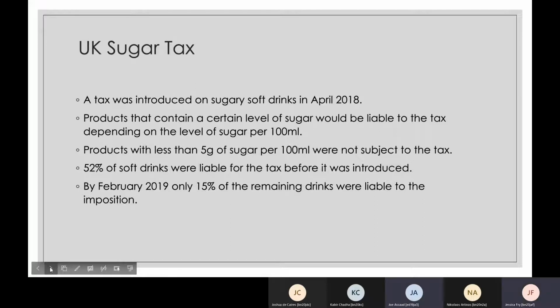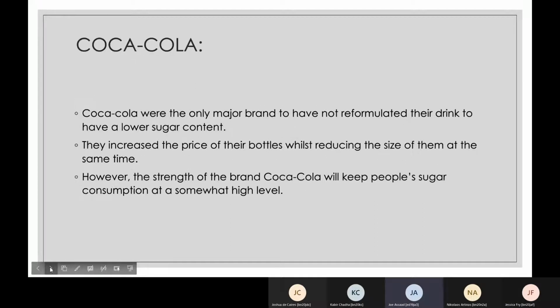Coca-Cola were the only major brand to have not reformulated their drink to have a lower sugar content. Rather, they have increased the price of their drink by around 20 pence and reduced the size of their bottles, which you could argue would reduce the sales due to high price elasticity. However, the strength of the brand Coca-Cola will keep people's sugar consumption at a somewhat high enough level if they choose to buy it despite the high price, which is the main reason for the introduction of the tax.